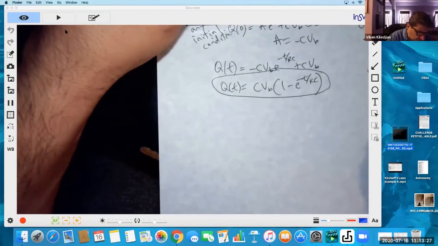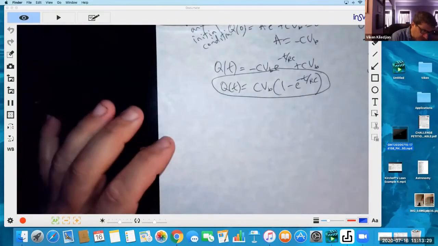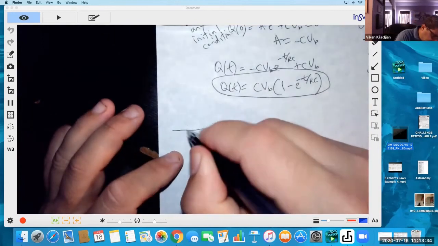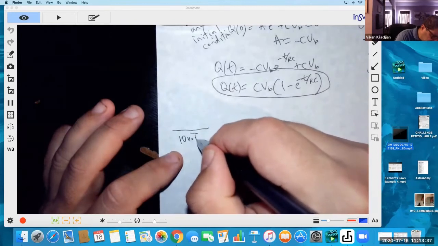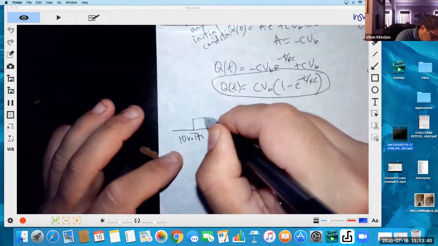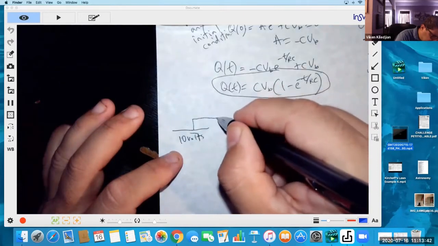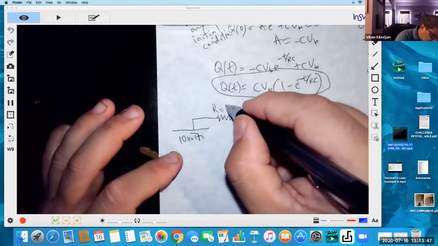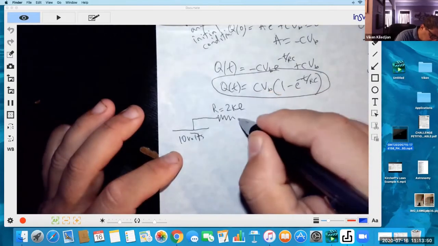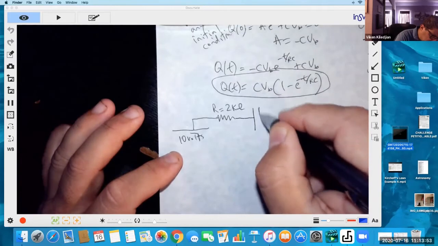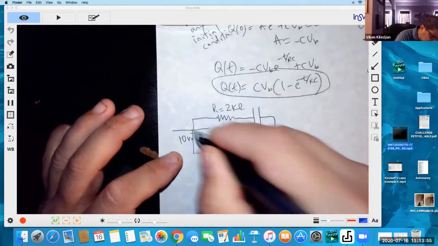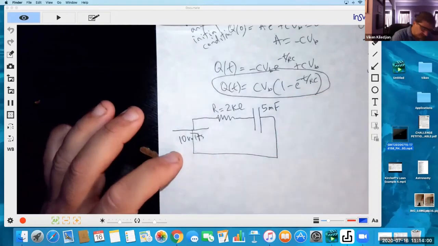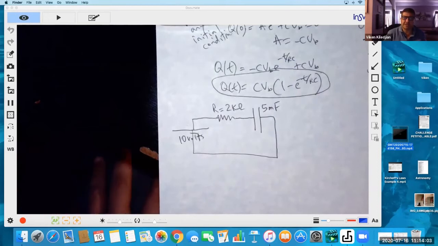Yeah, cool. So what is that showing you here? Let's say the voltage was 10 volts. Let's say the resistor was 2 kilo ohms. Let's say the capacitor was 5 millifarads. I'm going to make the numbers sort of easy to work.